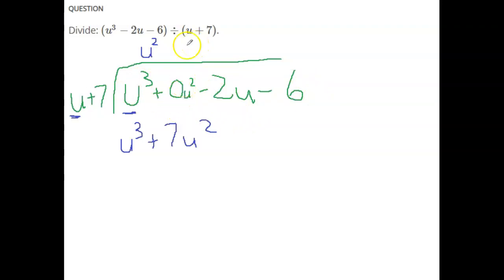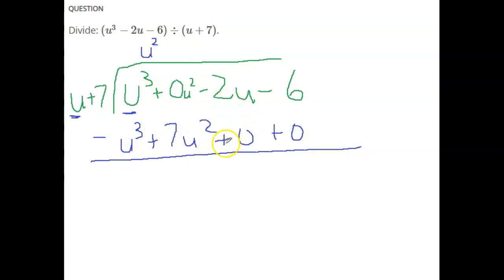Right, so doing the subtraction, this first part should always subtract away. And again, I'm going to go ahead and write 0 for both of these. So there's 4 things here. I should be subtracting away these 4 things. This first term cancels out. U to the third minus u to the third, that's 0. 0u squared minus 7u squared. So 0 minus 7 gives me negative 7u squared. Negative 2 minus 0, I still have negative 2, and negative 6 minus 0. Essentially, you just bring back down those extra terms at the end.